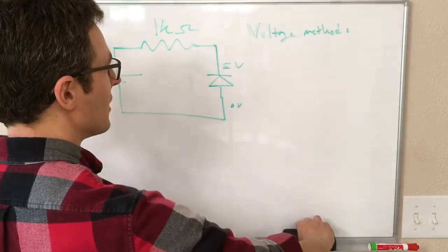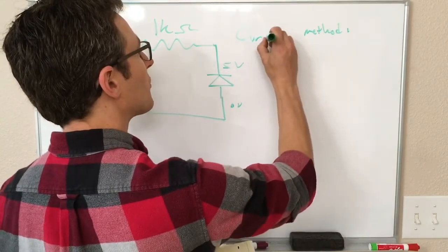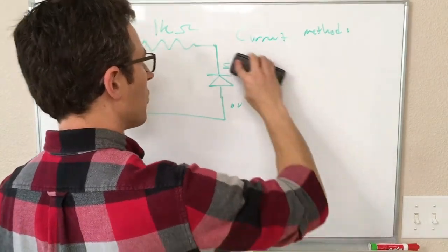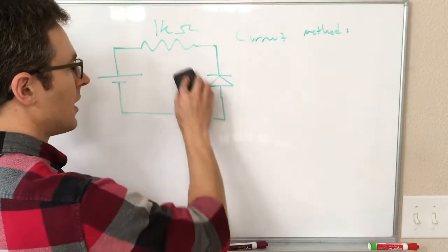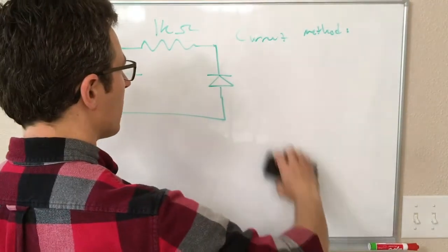Let's do it the other direction. Let's look at this current method. So here, we're going to assume the diode is on and replace it with a piece of wire.